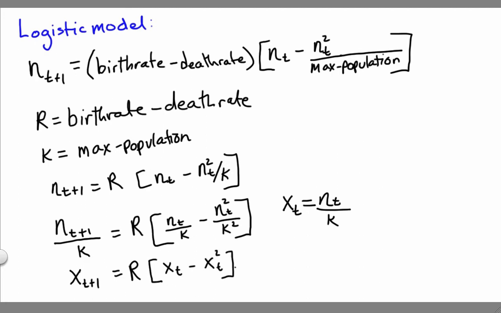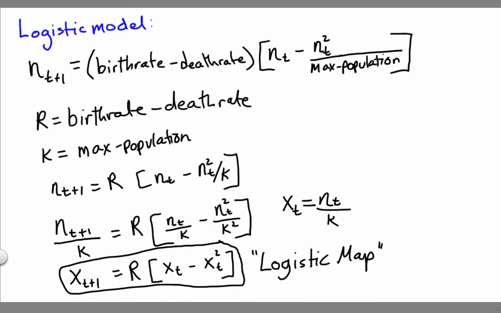This equation represents the fraction the current population is of the carrying capacity at a given time, and that's equal to R times the fraction at the previous time step minus that same fraction squared. And this is known as the logistic map. And this turns out to be the most famous equation in the field of chaos theory. Let's rewrite the logistic map here for clarity.